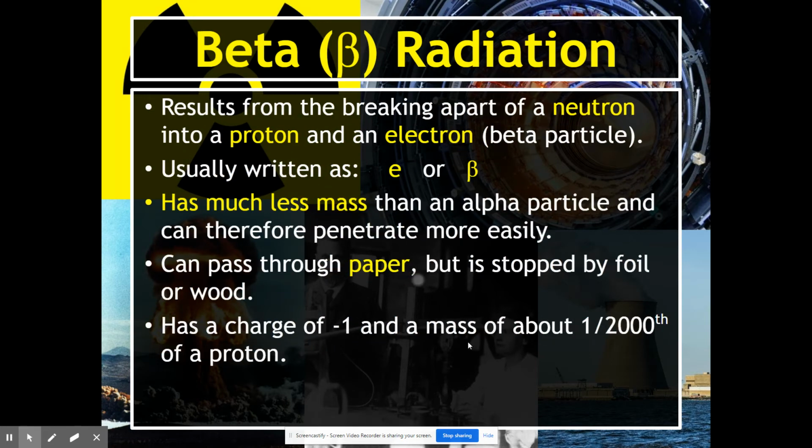In beta radiation, it results from the breaking apart of a neutron into a proton and an electron, usually written as ⁰₋₁e, or beta. Beta radiation has much less mass than an alpha particle and therefore can penetrate things more easily. It can pass through paper, but is stopped by foil or wood. Has a charge of -1 and a mass of about 1/2000th of a proton.